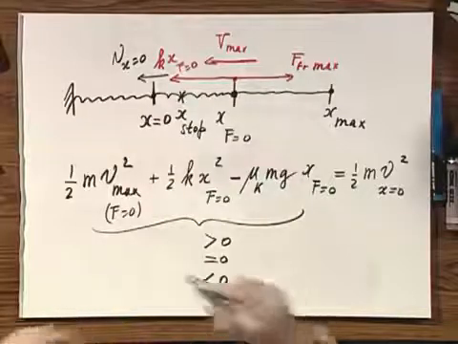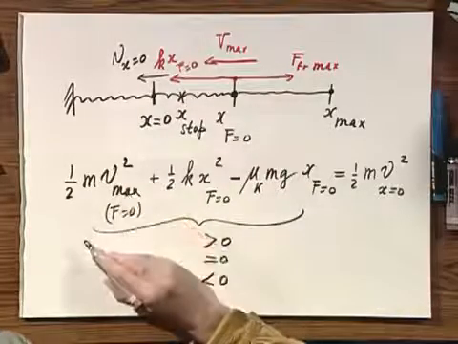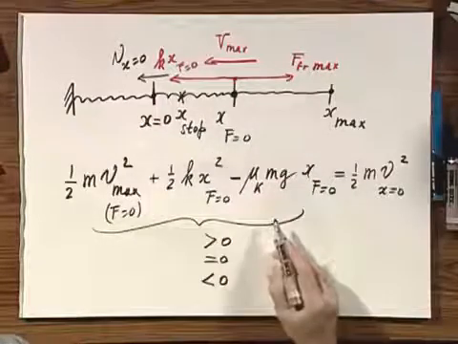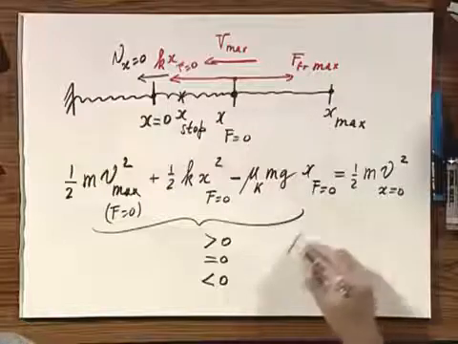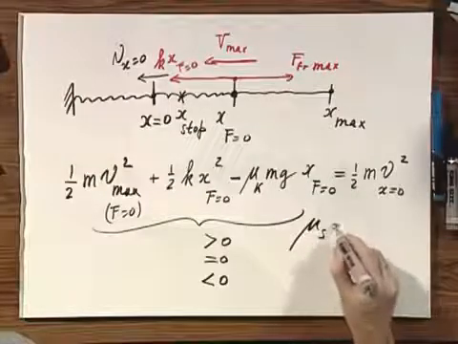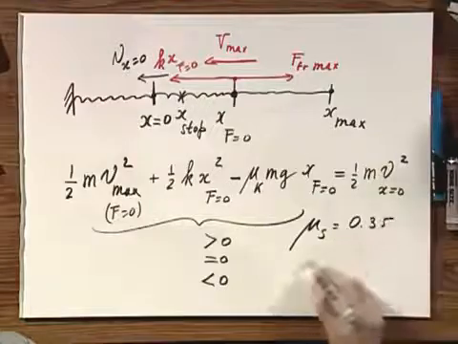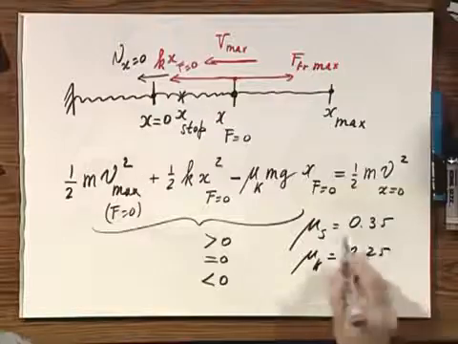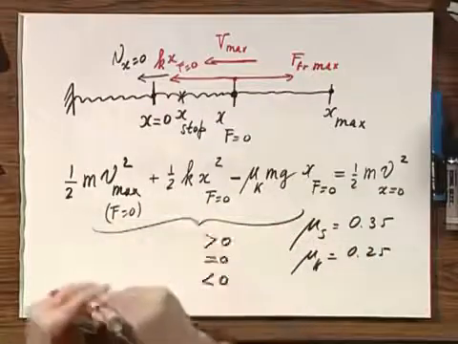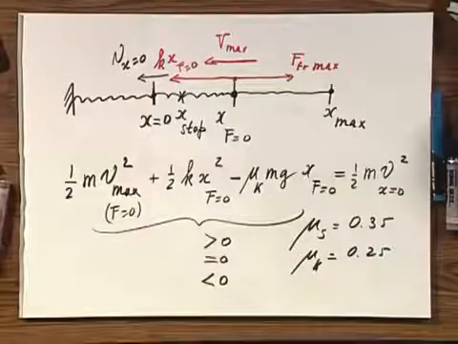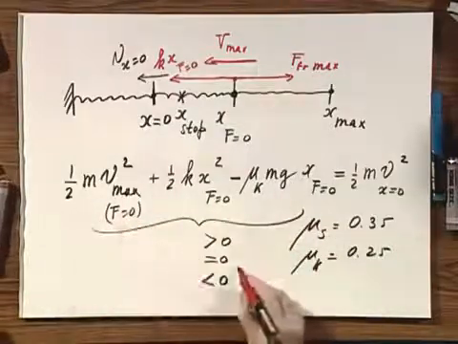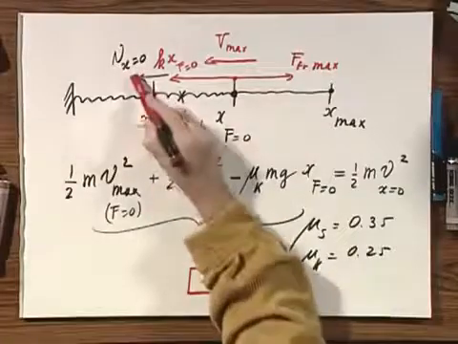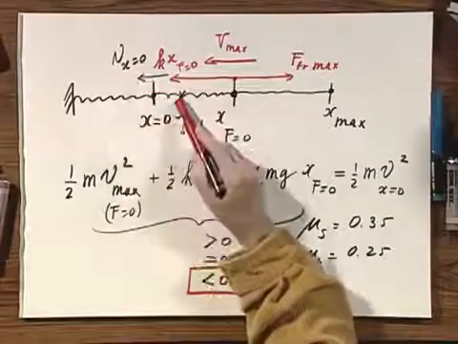Well, we've calculated Vmax. We have calculated this location x, so you can substitute that in this equation. And we have in our problem that mu s equals 0.35 and mu k equals 0.25. And you substitute that in here. And what do you find? What did I find? I found that this was negative. And therefore it will not make it to x equals 0. It will stop short.